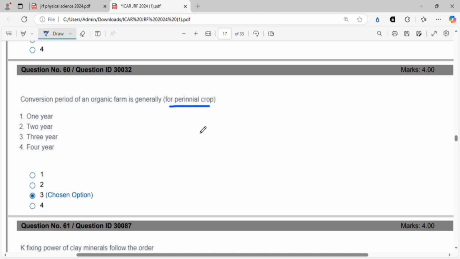So this question has got nothing conceptual. You just have to know the answer to mark it. And conversion period of an organic farm is generally 3 years. Option 3 is the correct answer.